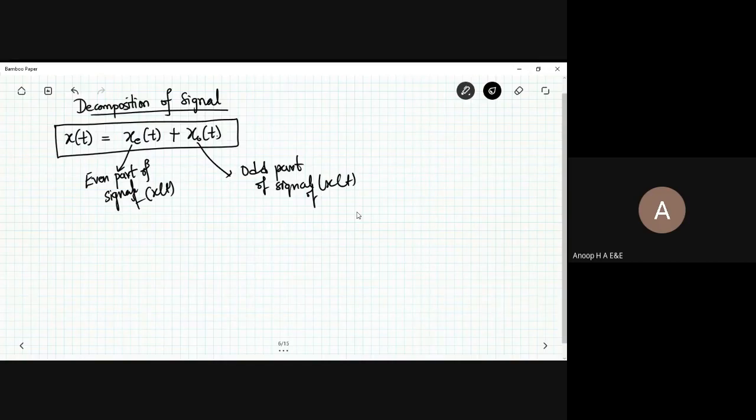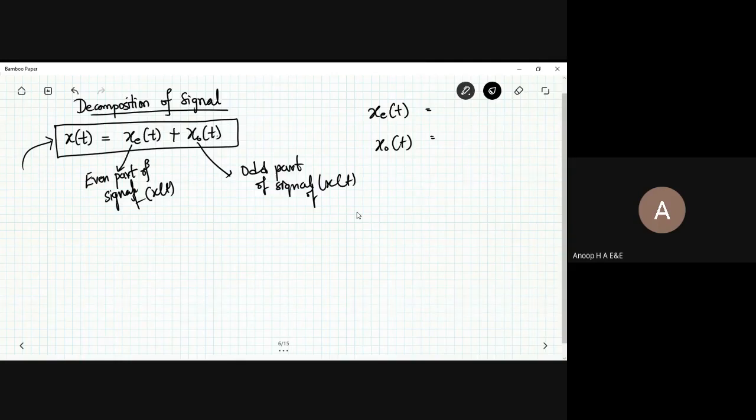So even part of the signal, where the original signal is x of t. So I can write the decomposed value. Once it contains both the even signal and the odd signal, I can write it like this: even part of the signal x of t and odd part of the signal x of t. Now you need to find the relation between the even signal in terms of the original signal, and once you put the negative values there, what equations are associated with it.